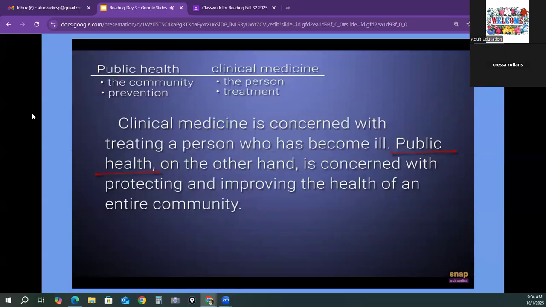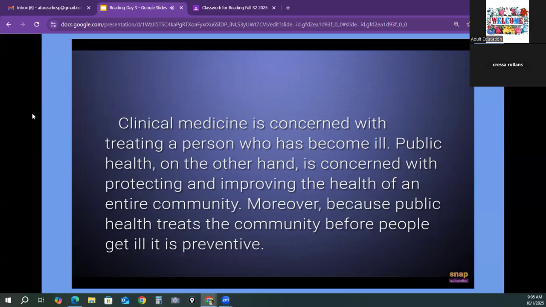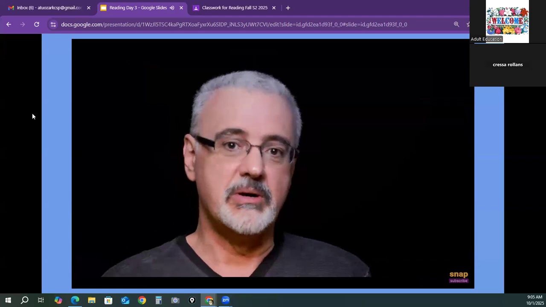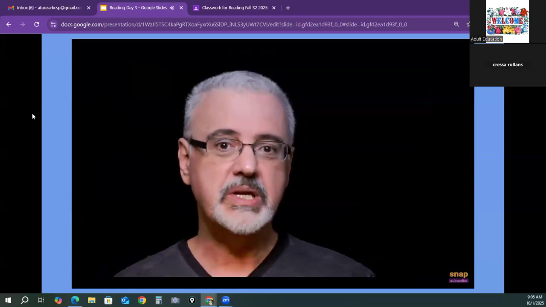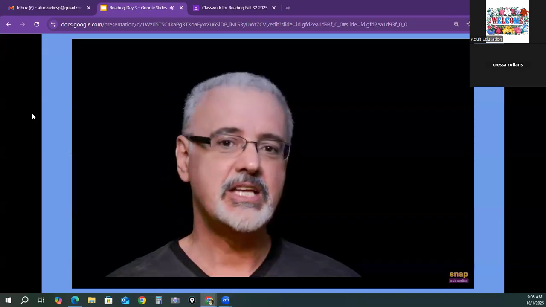But there's more. Moreover, because public health treats the community before people get ill, it is preventive. Great, public health is preventive. From that, you infer clinical medicine is not. It treats people after they get sick. You know that a good writer organizes an idea into a paragraph, so when you read, look for that organization and let the details guide you.